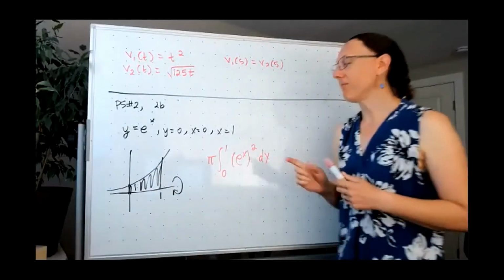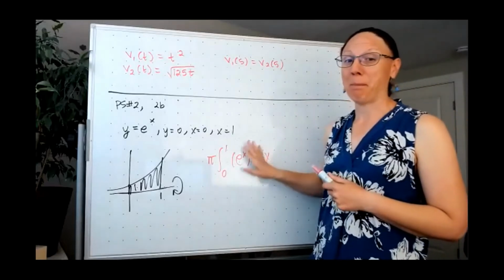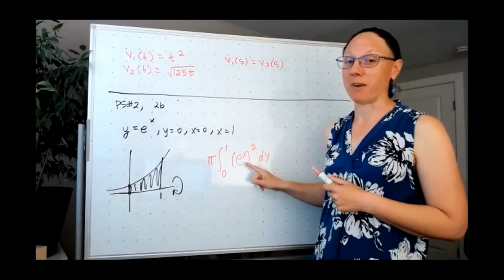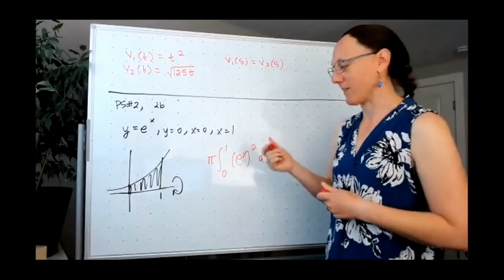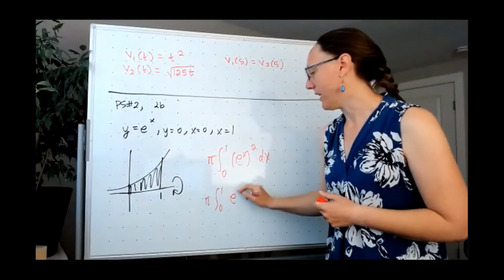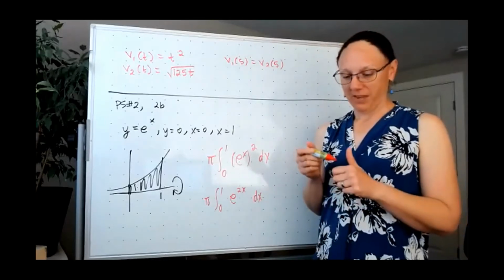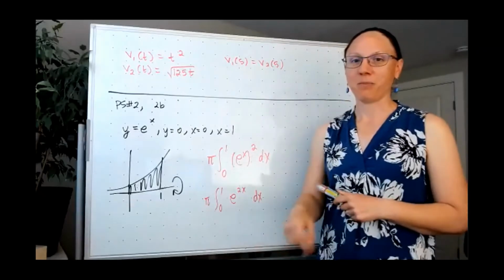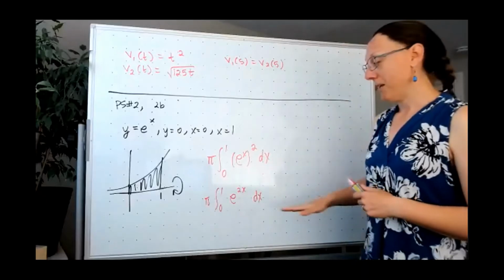Now this trips some people up, but I'm going to pause for a second to rewrite this, because a power raised to another power, I can multiply those exponents, which would leave me with pi times the integral from 0 to 1 of e to the 2x dx. And my guess is if you get this far, you can probably finish the integral off, but let's do it together anyway.